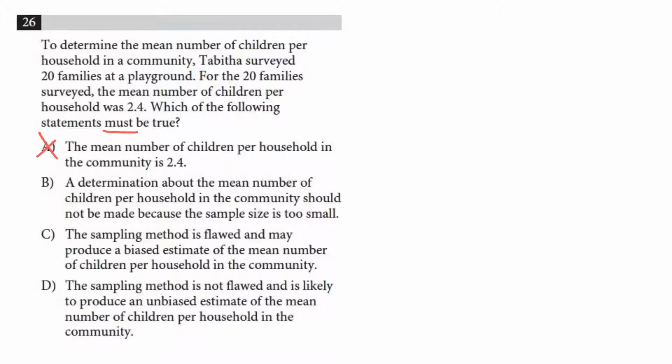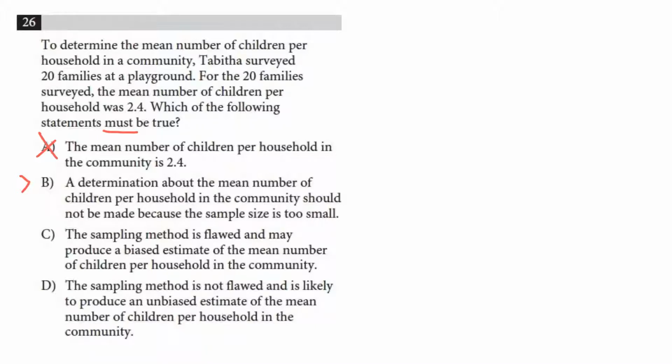B. A determination about the mean number of children per household in the community should not be made because the sample size is too small. Well, yeah, that's one reason. It's a small sample size, but there are other reasons as well. So that might be our best answer so far, but we're going to continue. Let's see what these other ones are.